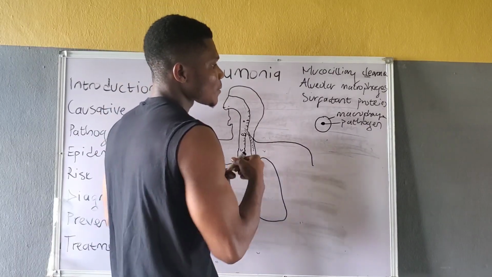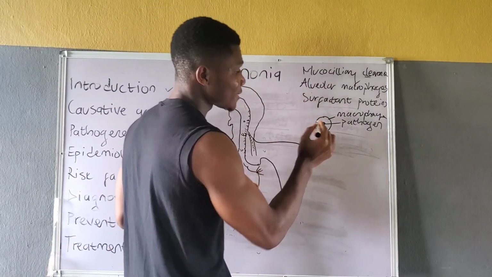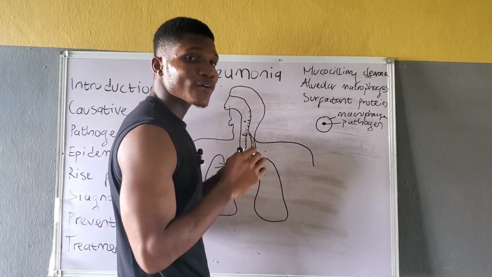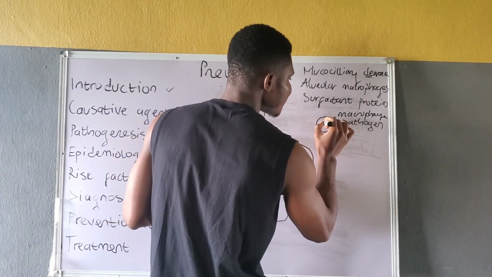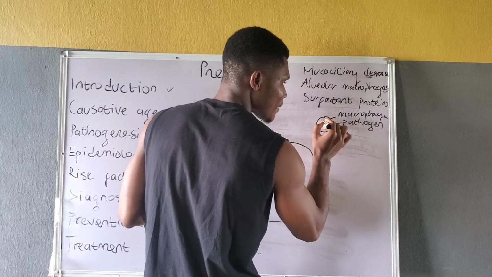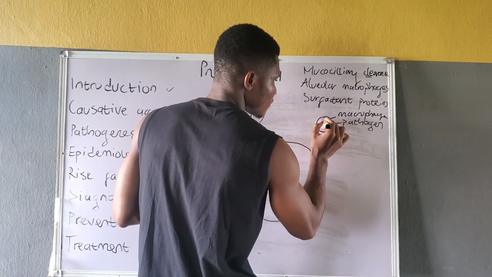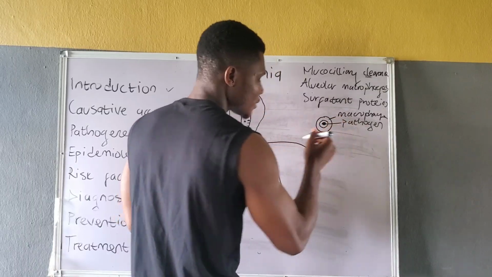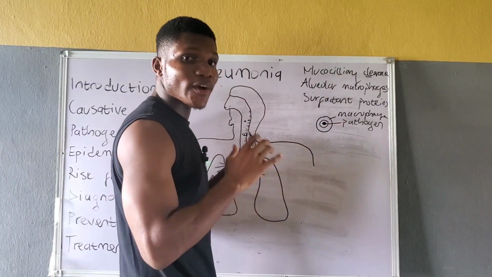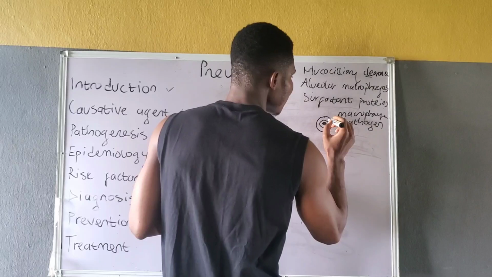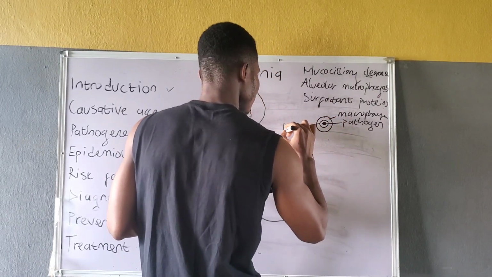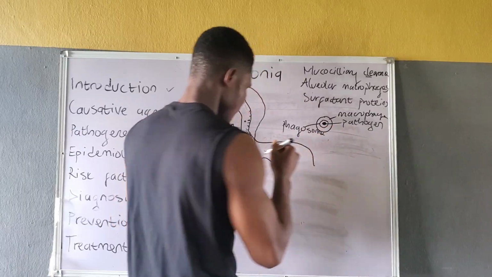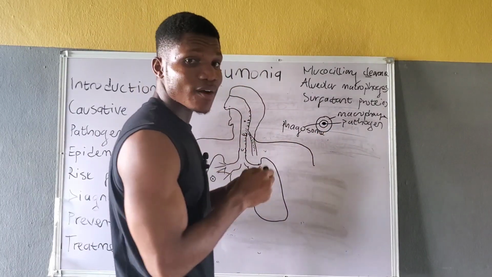So when the pathogen is first engulfed by the macrophage, the macrophage creates a vesicle within itself to enclose the pathogen. The vesicle is present here. The macrophage forms a vesicle to enclose the pathogen. This vesicle is known as a phagosome, right?